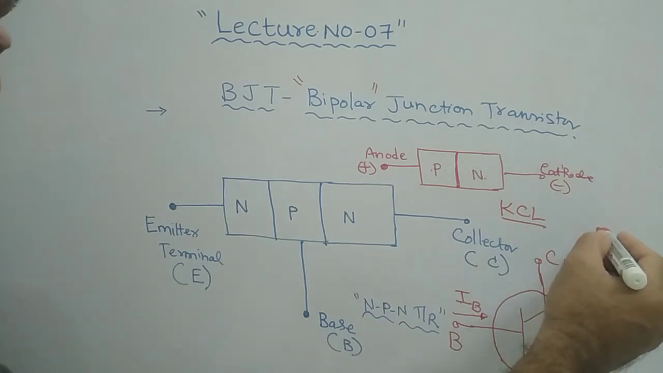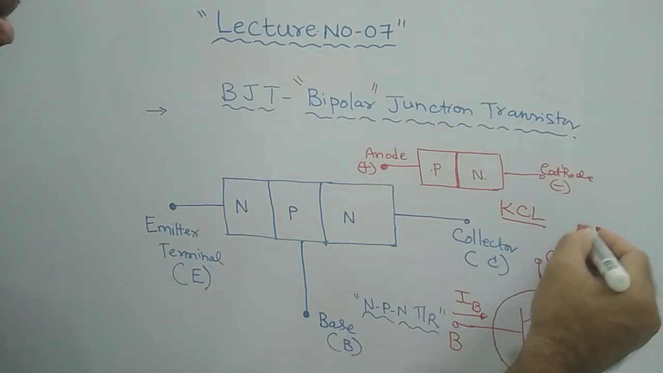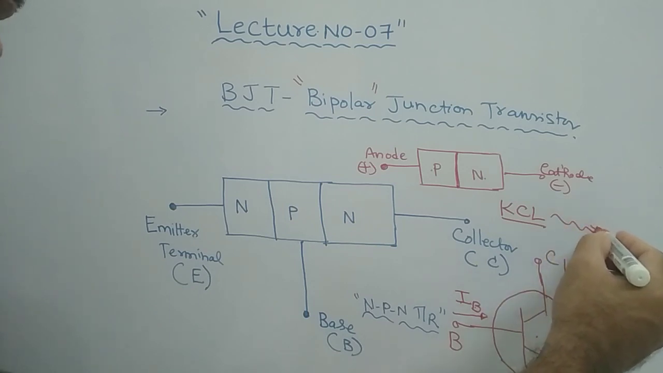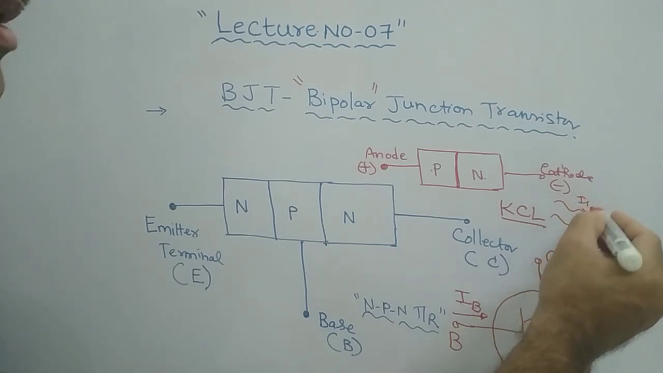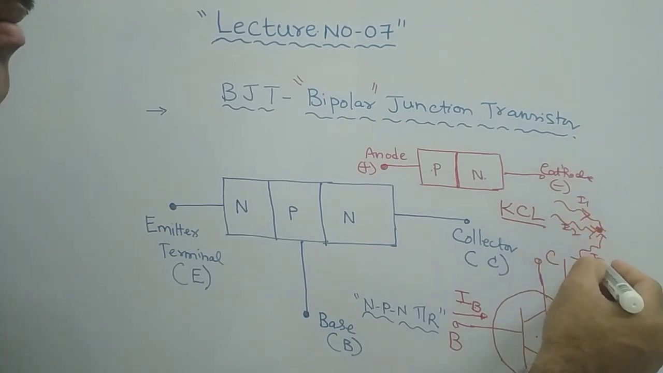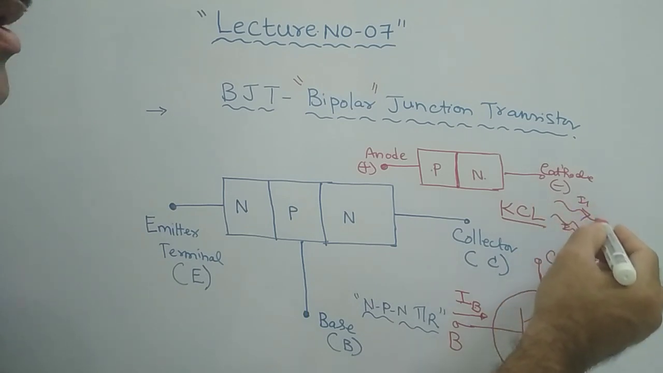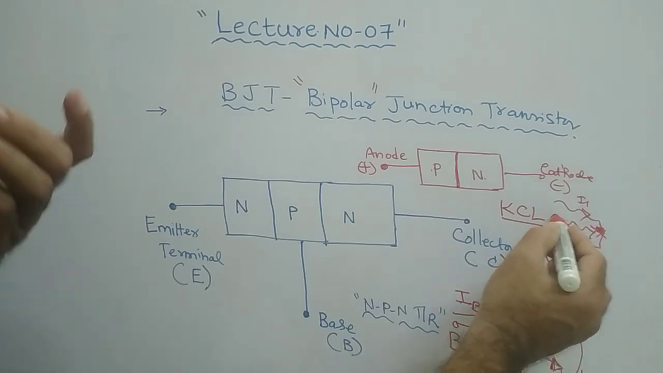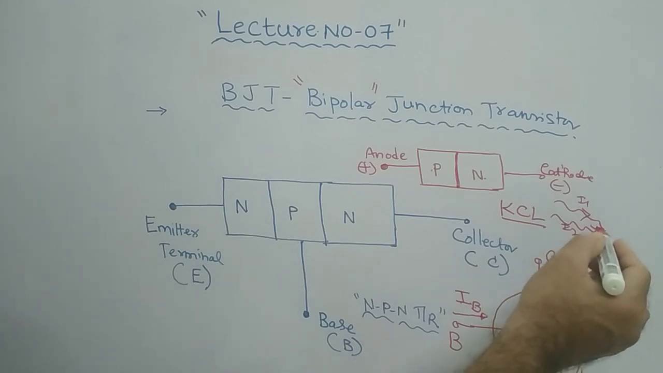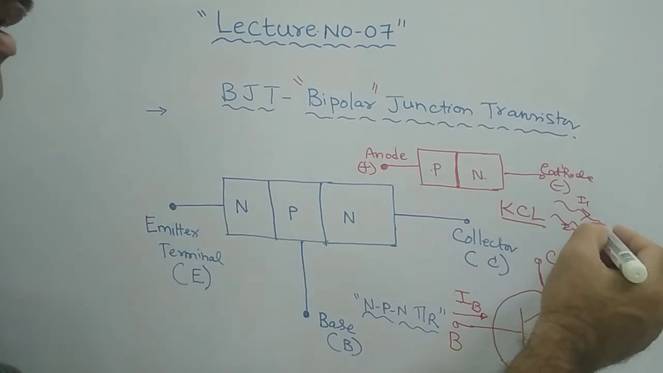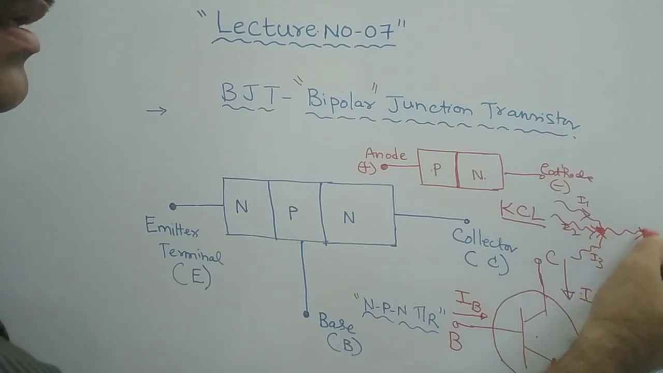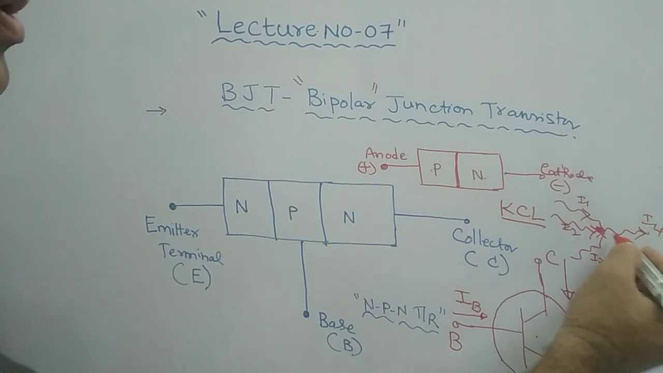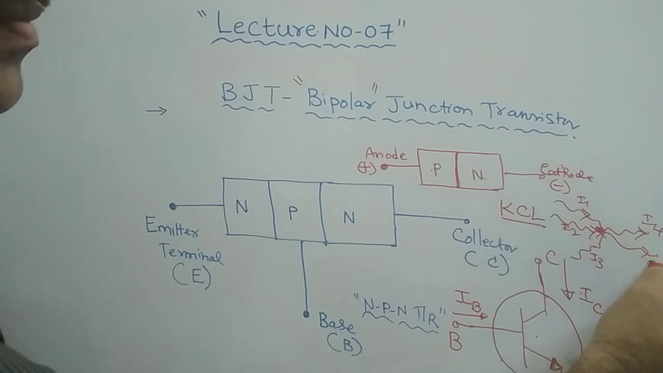If you consider any node, different currents are entering that particular node. Let us say I1, I2, I3: through this, I1 is the current reaching this node, through this I2 is reaching this node, and I3 is reaching this node. These are the entering currents. Now assume that these are the leaving currents, let us say I4 and I5.